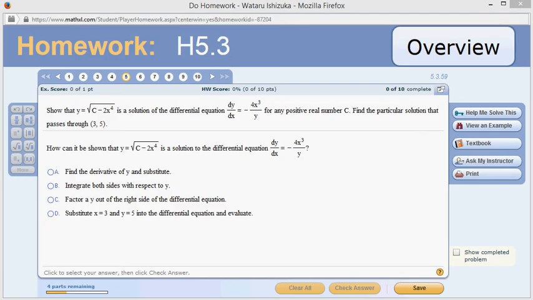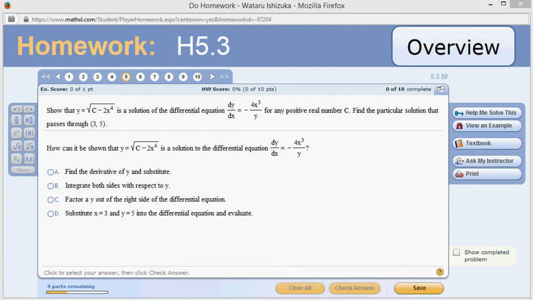Alright, let's look at the homework 5.3, problem number 5. Alright, so we want to show that y equals square root of c minus 2x to the 4th is a solution of the differential equation dy over dx equals negative 4x cubed over y. Alright, and also we want to find a particular solution that passes through 3, 5. Alright, so let's do that.